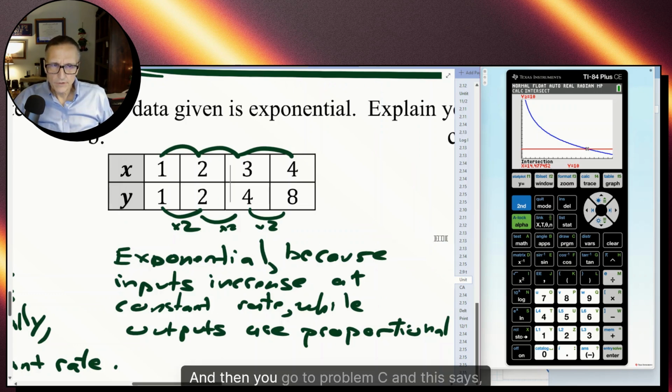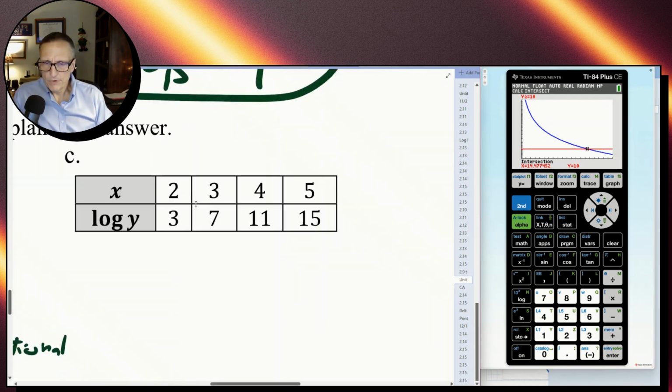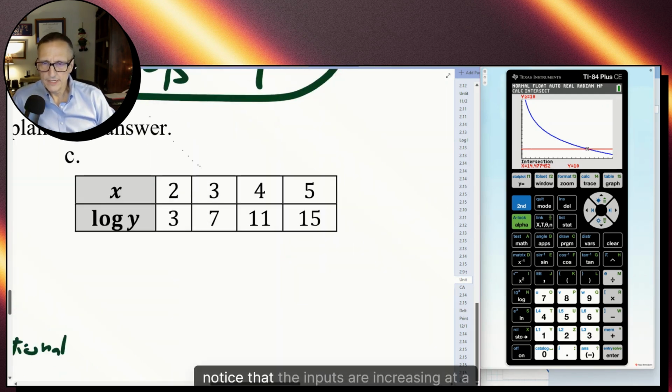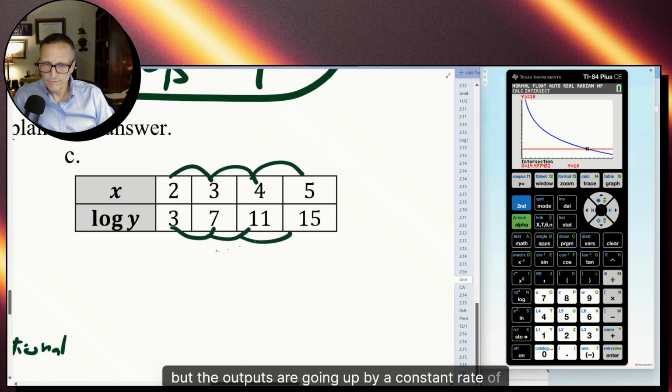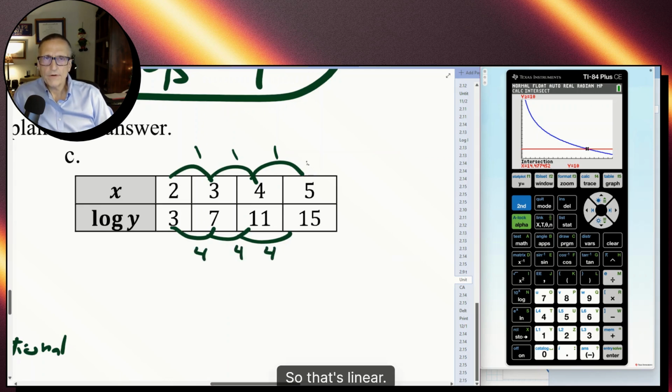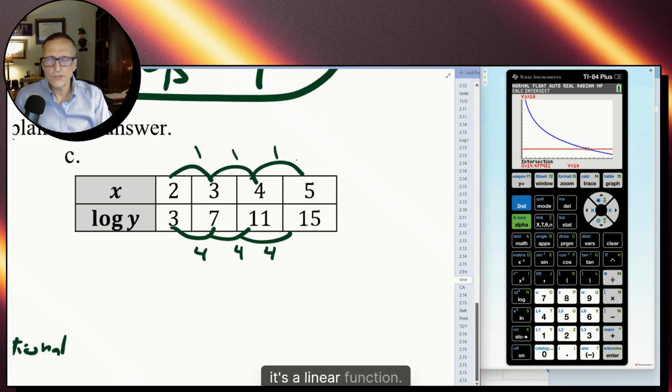And then you go to problem C. When you look at this, notice that the inputs are increasing at a constant rate. They're all going up by 1, but the outputs are going up by a constant rate of 4. The differences here are 1. The differences here are all 4. So that's linear. If the inputs and outputs are both increasing at constant rates, it's a linear function.